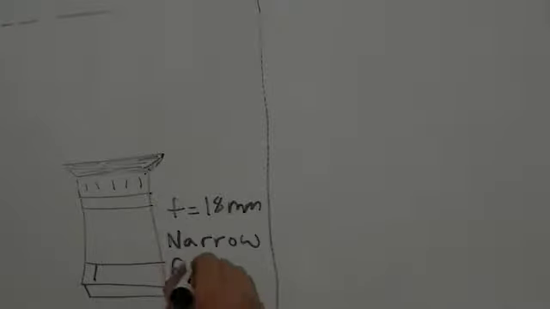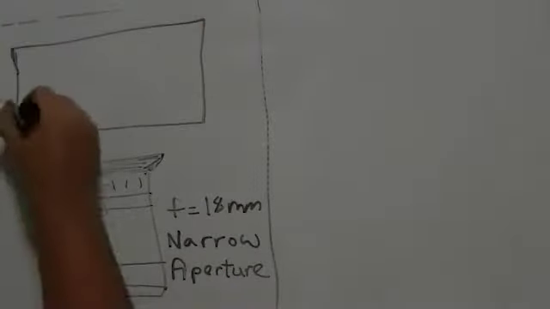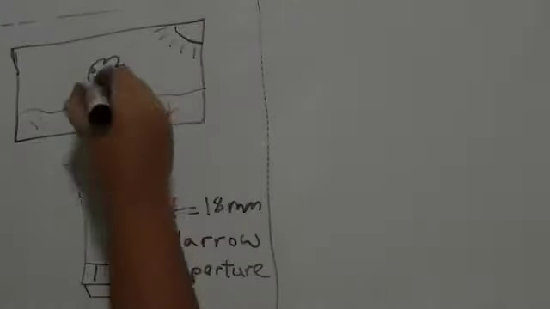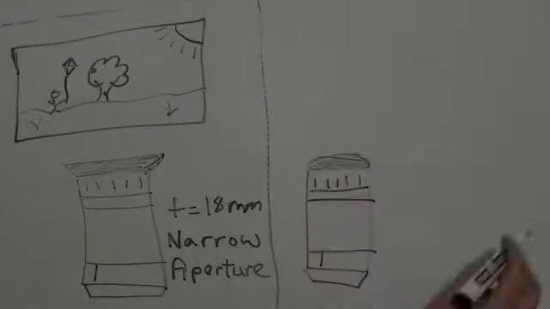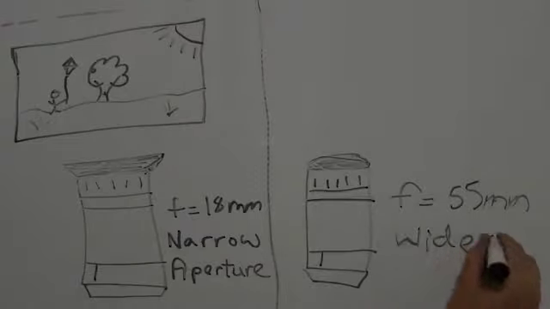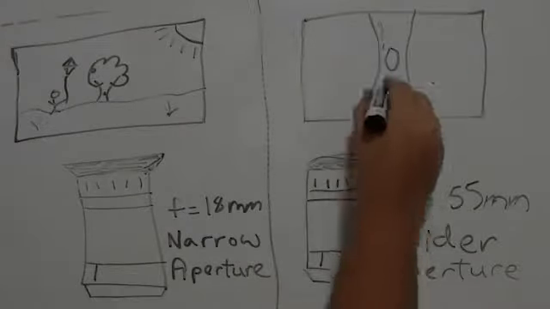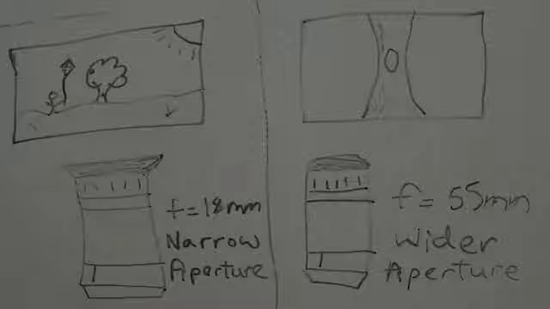The wide-angle lens has a lower focal length, narrower aperture, and a less magnified image, meaning that you can see the tree and its surroundings. The normal lens, however, has a higher focal length, wider aperture, and a more magnified image, meaning you can only see the trunk of the tree.